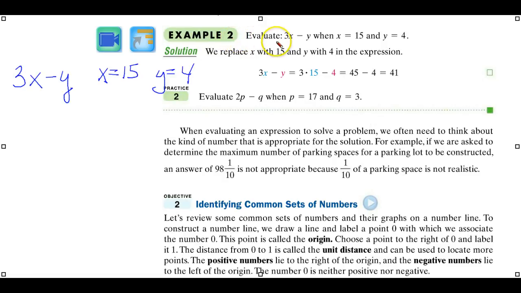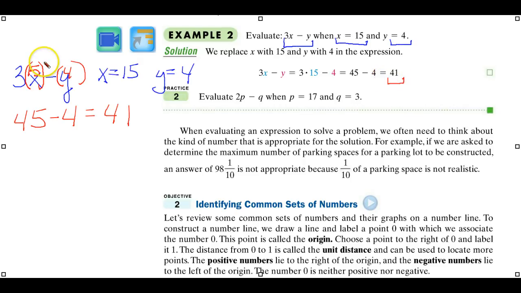In example 2, we're looking at this expression, which I've written here, and we want to put in a value for x of 15 and a value for y of 4. So x is going to be 15, and y is 4. So we go 3 times 15 is 45 minus 4, and that leaves us with a 41.